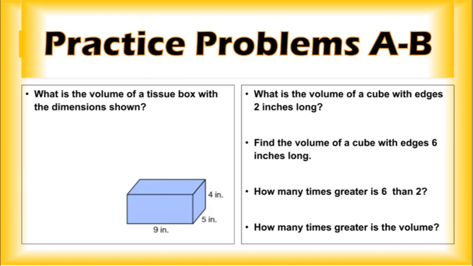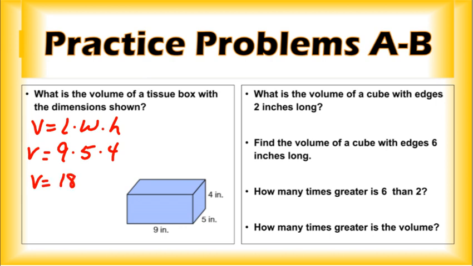Next one, what is the volume of a tissue box with the dimensions shown below? So again, volume equals length times width times height. So the length is 9, the width is 5, the height is 4. So I have 5 times 4 is 20, 20 times 9. 20 times 9 is 180 cubic inches.